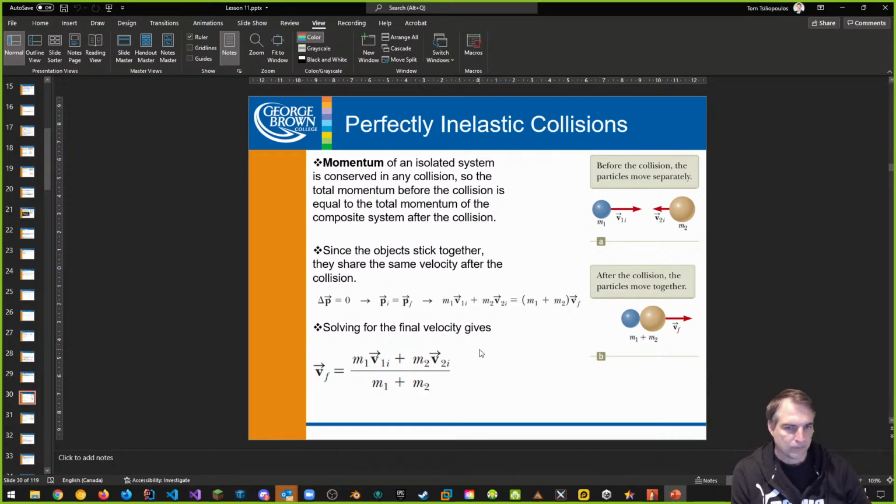So that's perfectly inelastic. The only way that can happen is if there's a lot of energy loss, a lot of kinetic energy loss. And why? Because the masses in real life would deform.